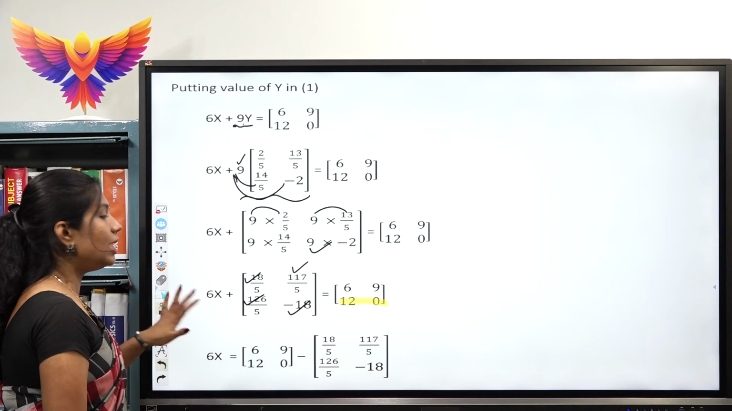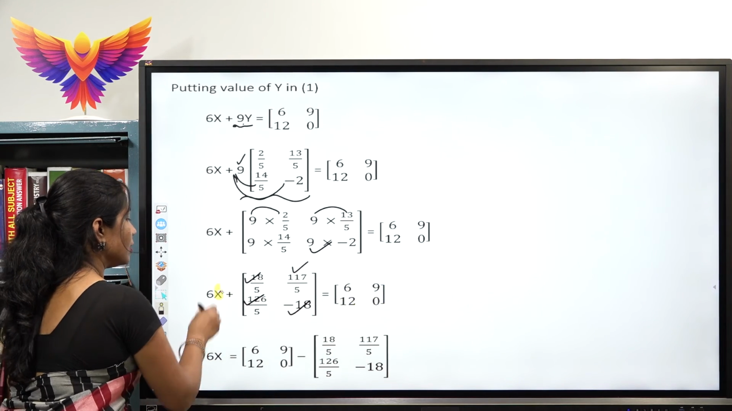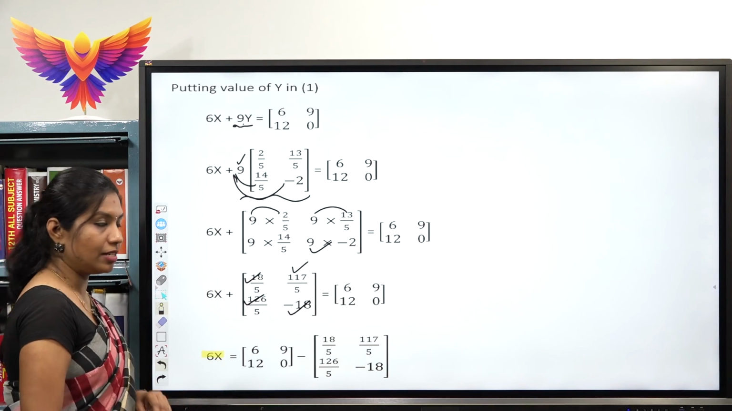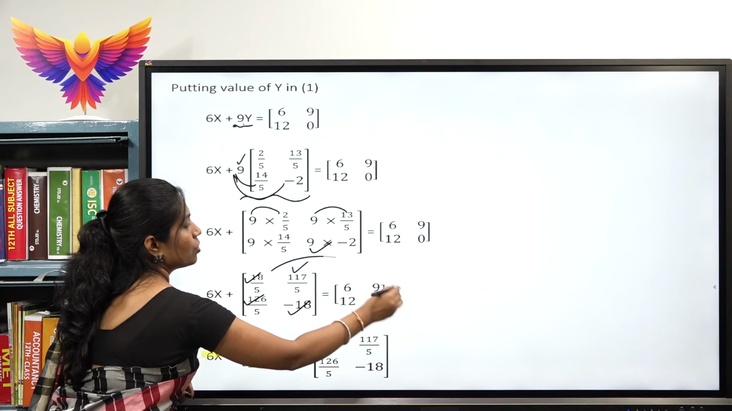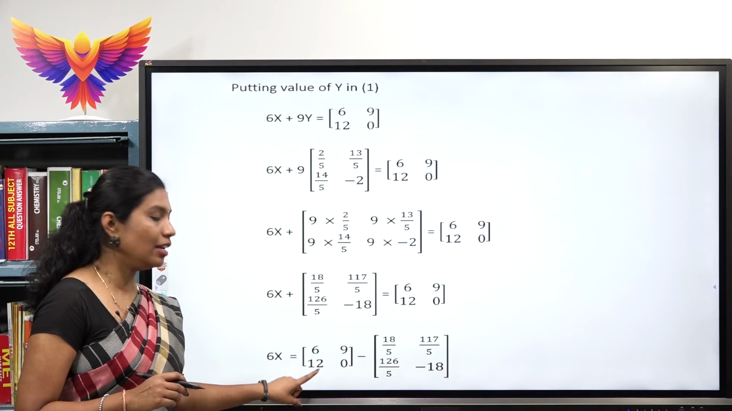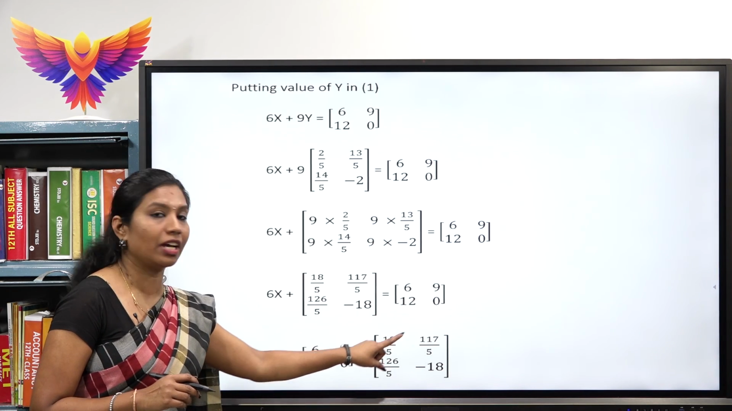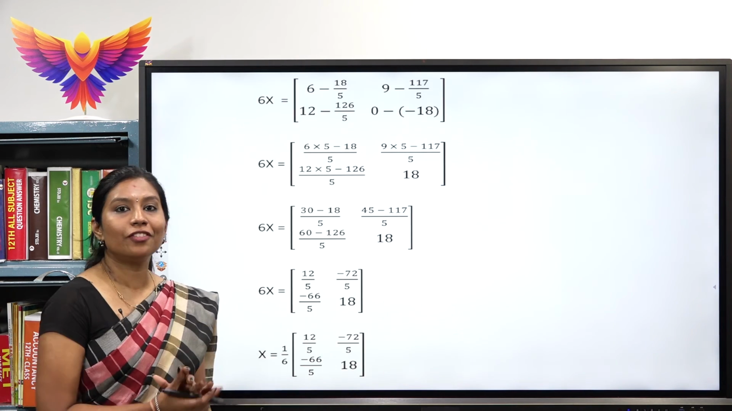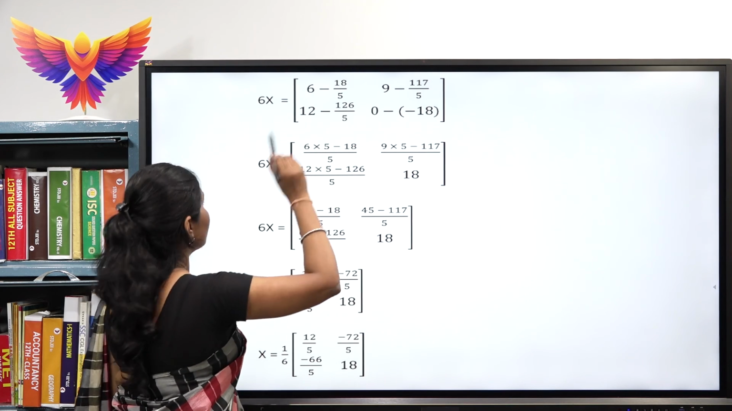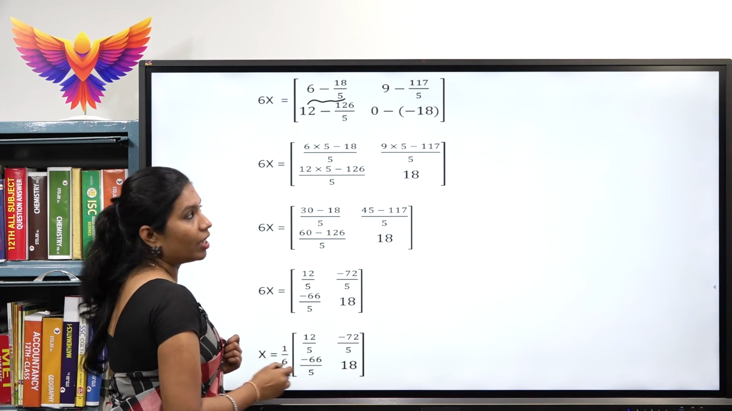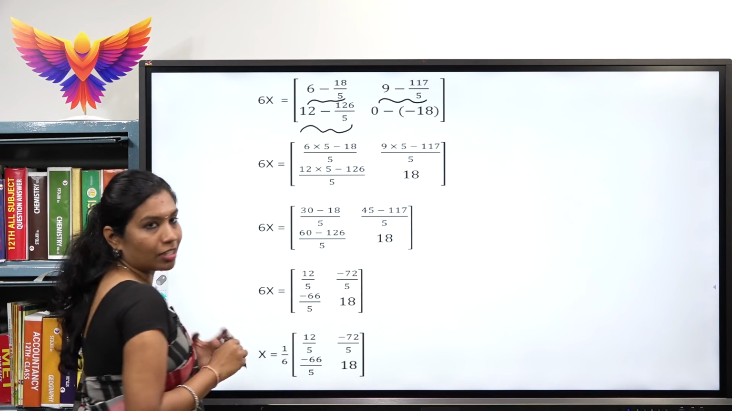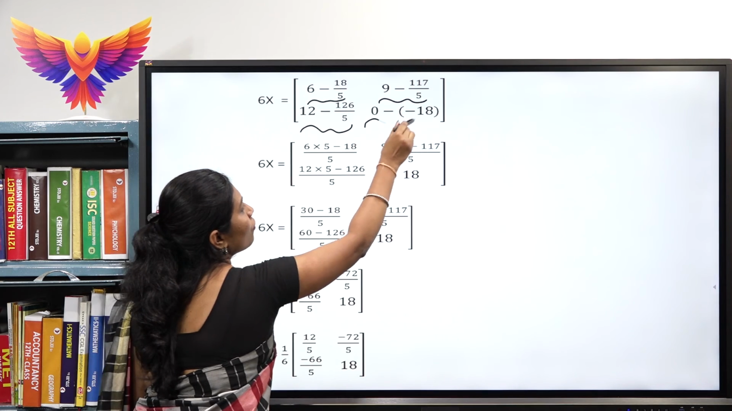Next part is I need to find out what is the value of x here. This is what we are supposed to find out. So, I will keep this 6x on the left hand side itself. I will shift this complete matrix to the right hand side. When I do that, 6x is 6, 9, 12 and 0 minus the matrix 18 by 5, 117 by 5 and so on. We go with the difference between these two matrices. Each corresponding element needs to be subtracted. So, it is 6 minus 18 by 5, 9 minus 117 by 5 and 12 minus 126 by 5, the same way 0 minus of minus 18.